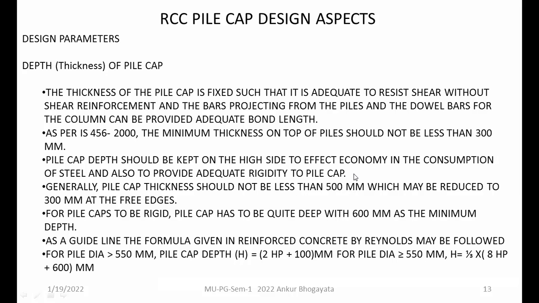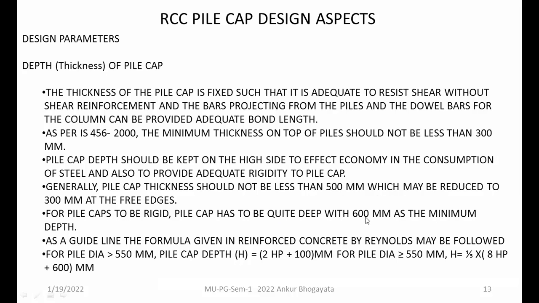is maintained from 500 to 300. So you can create a slope-like structure also, but that will unnecessarily increase the formwork exercise. So ideally, a pile cap should be designed as per the block element, where all the dimensions are equal. Right? So there are other provisions also, like for pile caps to be rigid, the pile cap has to be quite deep with 600 mm as the minimum depth.